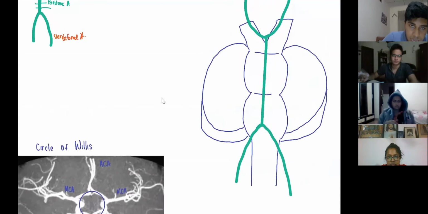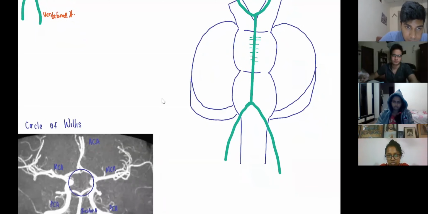Vertebral artery, basilar artery, posterior cerebral arteries, and these are the pontine arteries. Pontine, P-O-N-T-I-N-E, that supplies the pons. Now we are going to talk about the other major branches from this.